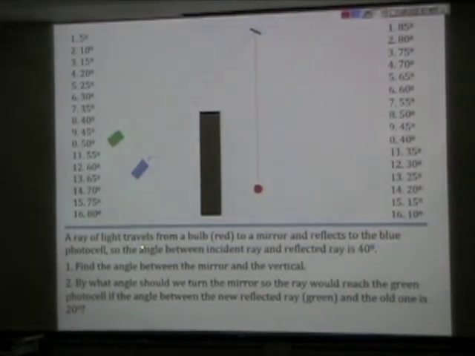Here, we have two questions to answer. So this set of numbers for the first question, that set of numbers for the second question. This is a wall, and you have a light source. Let's say a laser. So it travels toward the mirror, getting reflected, and this photocell registers that reflected ray. What we know is that this angle between this ray, which is vertical, and the reflected one is 40 degrees. First question, find the angle between the mirror and the vertical.